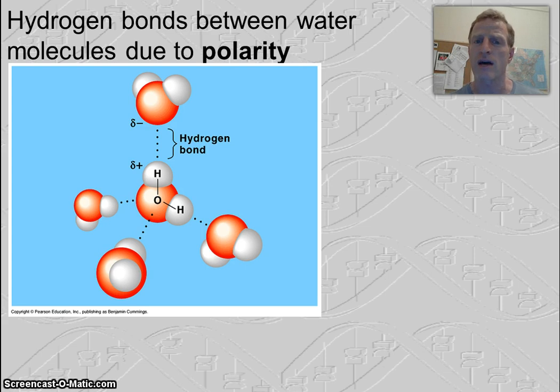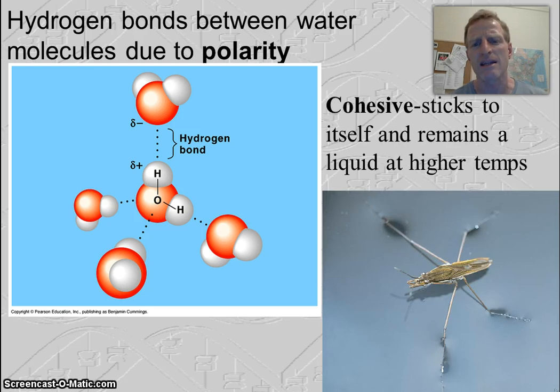And the polarity of it means that water tends to stick to other water molecules. So a negatively charged oxygen will stick to a positively charged hydrogen of another water molecule near it. And this is called cohesiveness, meaning that it sticks to itself. So you can see the water strider here can actually stand on the water because the water molecules are sticking to each other, creating what we call surface tension.